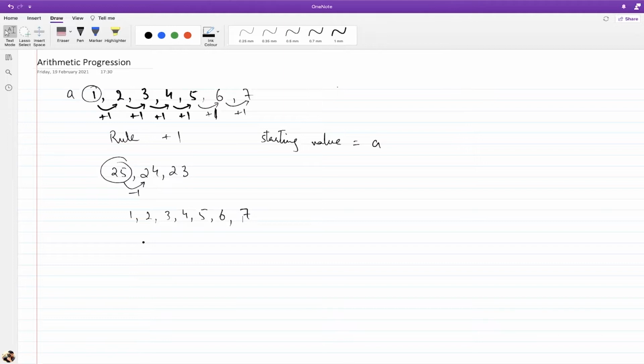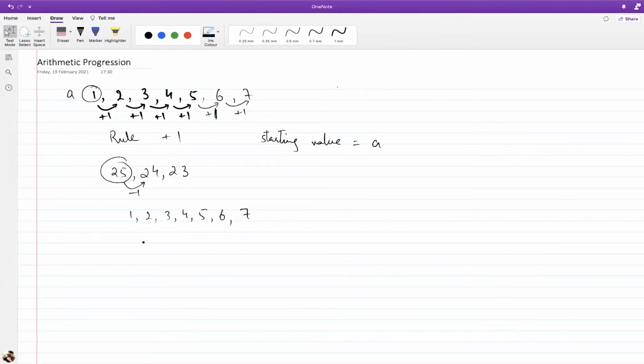I would simply just add all of them. 7 plus 6 plus 5 plus 4 plus 3 plus 2 plus 1. That is the simplest method to do it, that you just start adding them up. So 1 plus 2 is 3, 3 plus 3 is 6, 6 plus 4 is 10, 10 plus 5 is 15, 15 plus 6 is 21, and 21 plus 7 is 28.